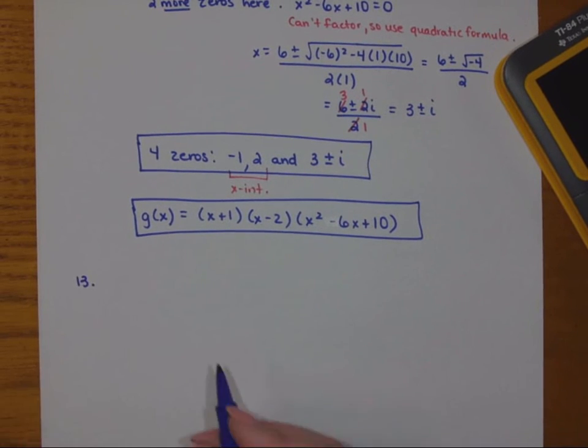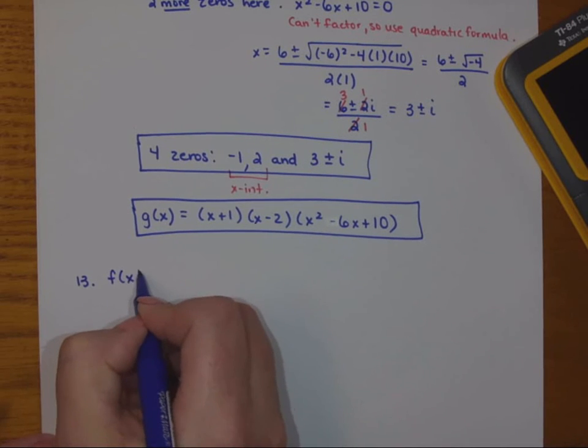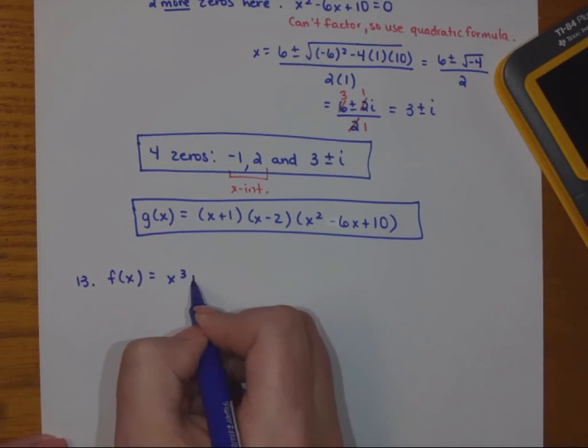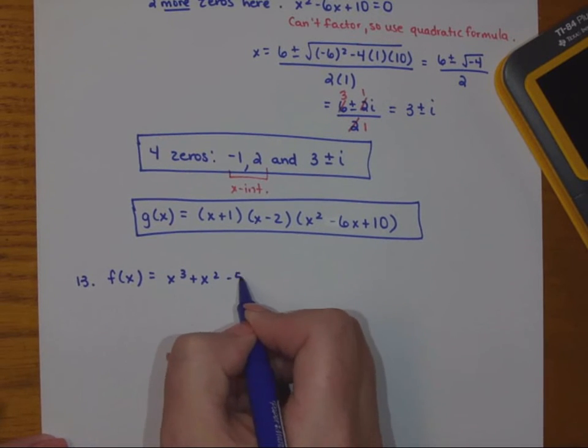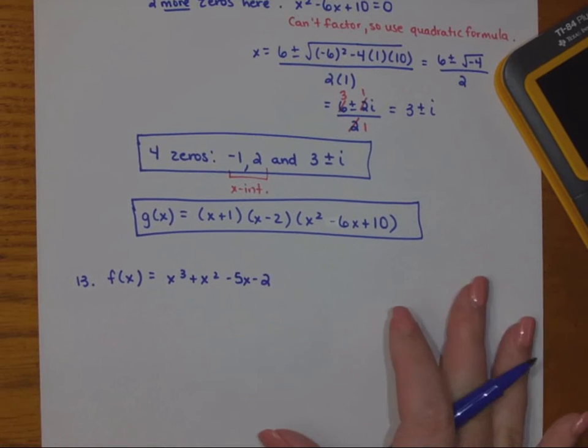All right, same thing with number 13. This time I'm going to remember to write it out. So x cubed plus x squared minus 5x minus 2.